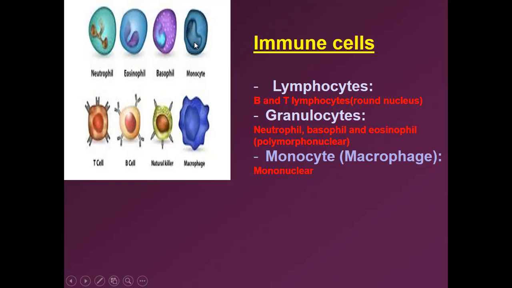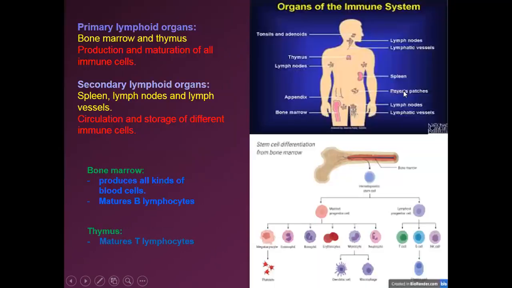This is the monocyte. This is all for the cells of the immune system, which are the leukocytes, classified into three classes: lymphocyte, granulocyte, and monocyte. Each one of them has a given function. We will see the function of each one in the other activities.